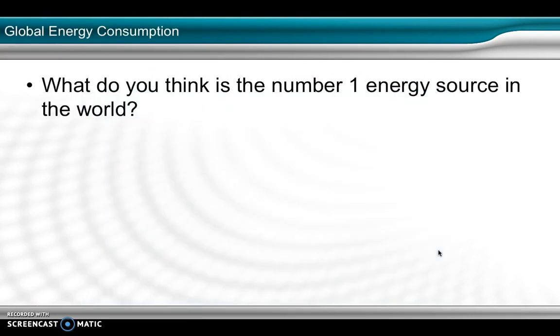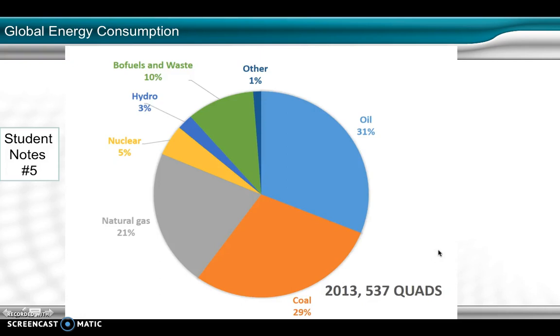But thinking about these different types of energy sources, what source do you think is most common in the whole wide world? Fossil fuels, you're right. Looking at this global energy consumption pie chart, we notice that oil is the most common, and then we are closely followed by coal and natural gas. So fossil fuels are taking up a very large portion of this pie.